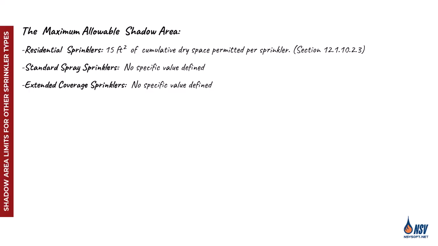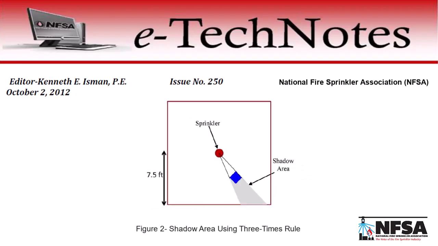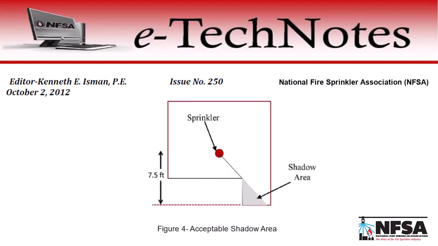As previously mentioned, the 15 square foot shadow area limit applies specifically to residential sprinklers. In this section, we'll explore how to determine the shadow area threshold for standard spray and extended coverage sprinklers based on NFPA 13 guidelines. In 2012, Professor Kenneth Isman, former vice president of the NFSA, applied the concept of equivalency within NFPA 13 to propose an innovative method for determining shadow area limits for non-residential sprinkler types.